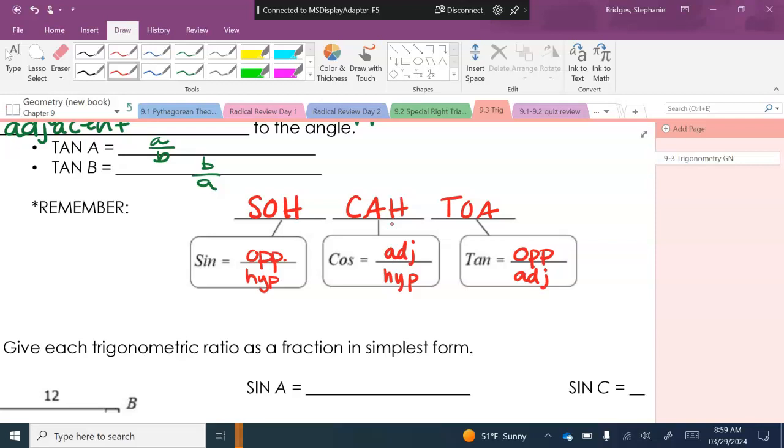Sine is opposite over hypotenuse. That's what the O and the H represent. Cosine is adjacent over hypotenuse. That's what the A and the H represent. Tangent is opposite over adjacent. That's what the O and the A represent.